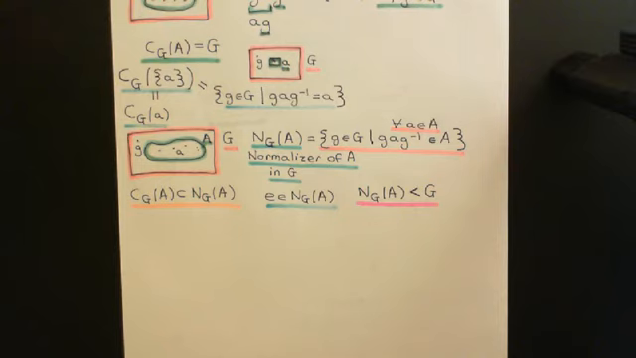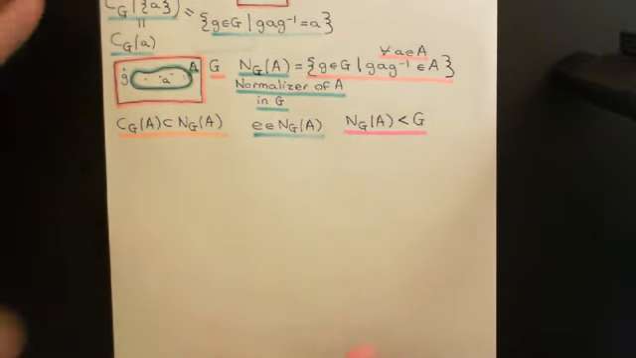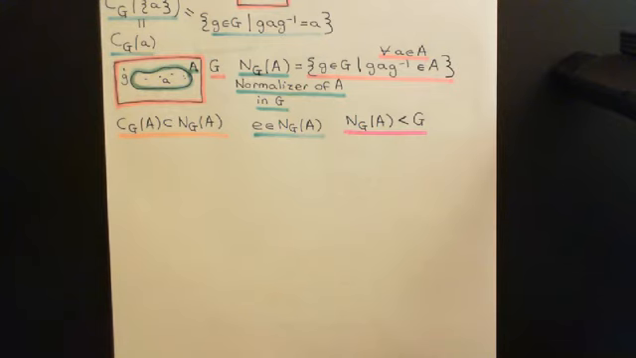And the claim that I made at the end of the previous video is that the normalizer of the subset capital A in the group capital G is in fact a subgroup of the group capital G, okay? And that's what we want to try and prove now. So we know that it's a subset of the group capital G, okay?